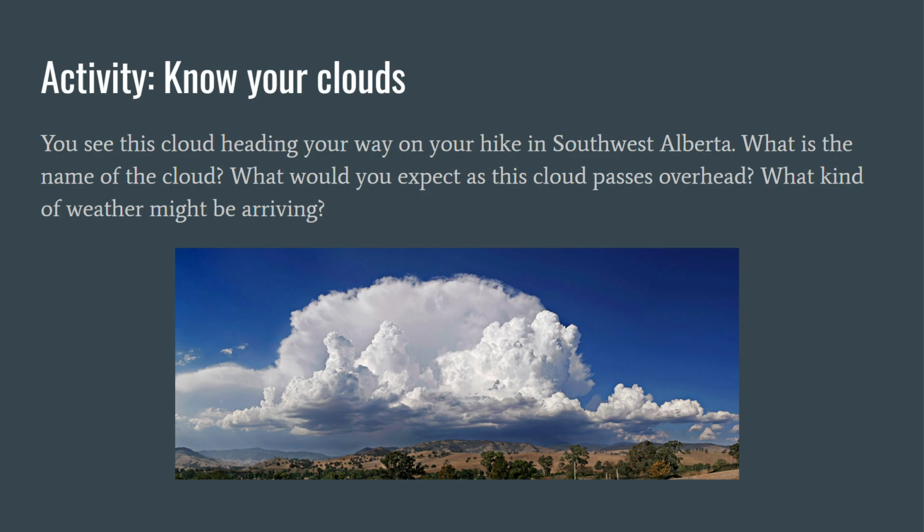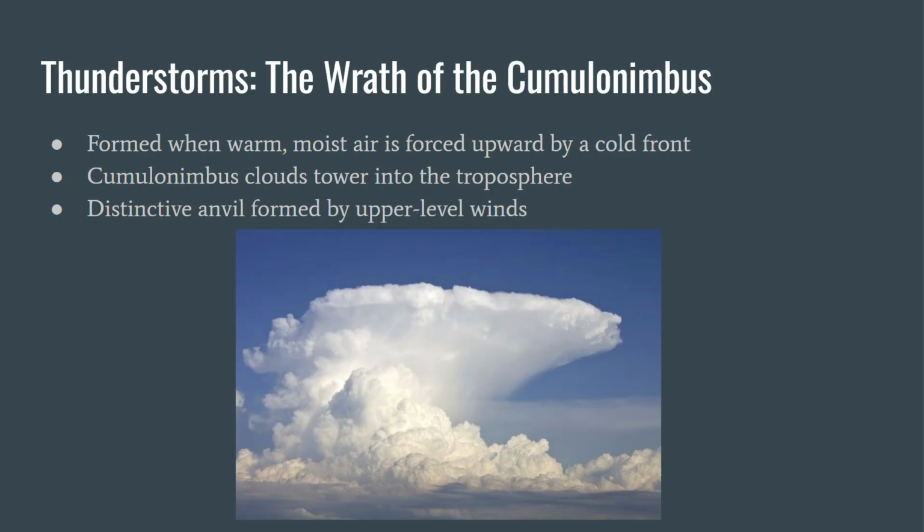Alright. So the cloud is called cumulonimbus, and it's formed when warm moist air is forced upward by a cold front, and they tower into the troposphere, giving it a distinctive anvil shape, which seems to look like a mushroom cloud.